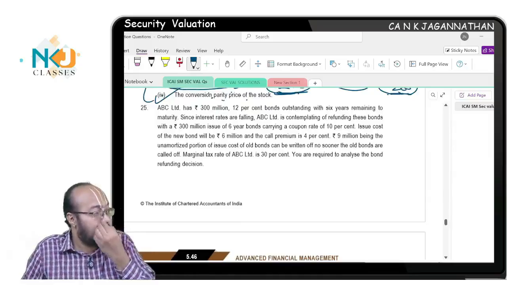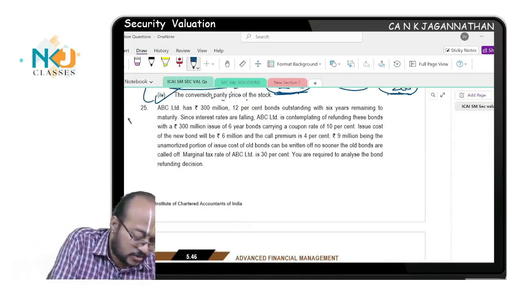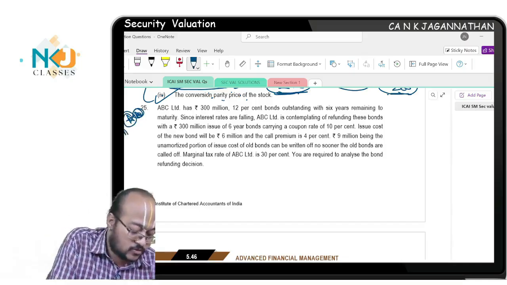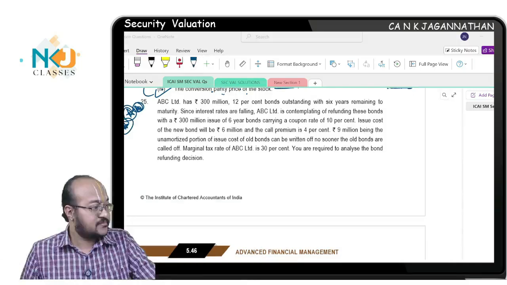Take question number 25 for discussion. Very, very important question. Mark it as a 3-star question. Very good question. Mark it as important.